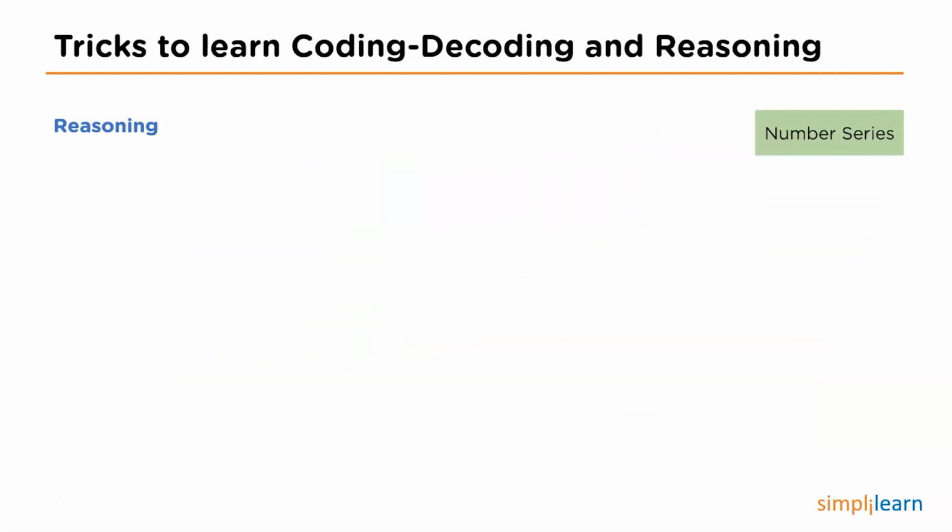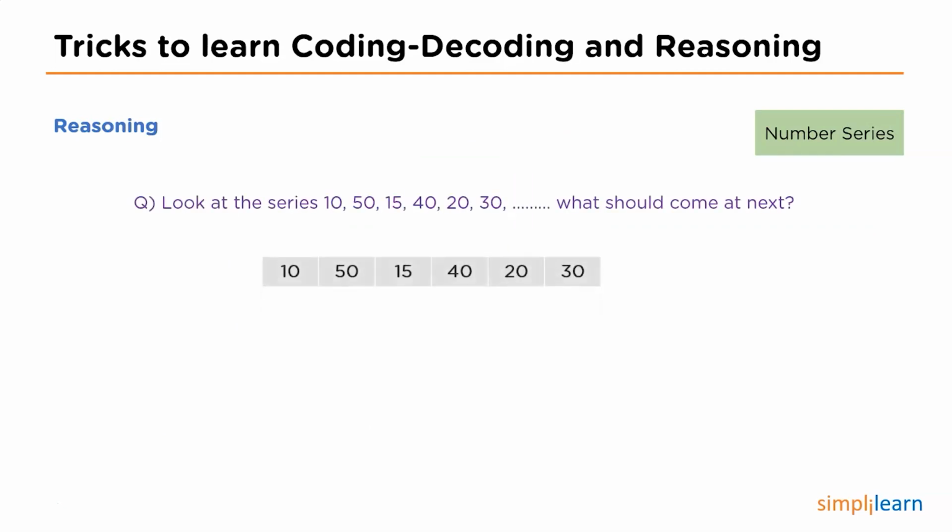First, number series. Number series refers to a sequence of numbers following some pattern where candidates need to find the missing or wrong number in the provided series. Let's have a look at an example for clear understanding of the concept. We have a question. Look at the series 10, 50, 15, 40, 20 and so on. So what should come next?